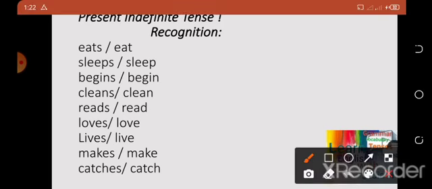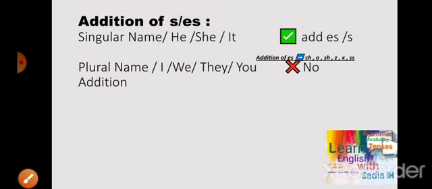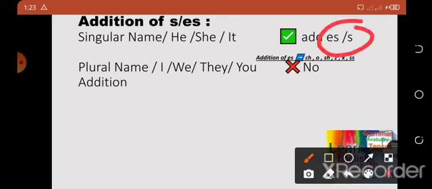The other thing that you have seen here is s and es, the addition of es or s. So the question is where you have to add s and where you have to add es. You have to add s or es with the verb. I repeat it again, you have to add s or es with the verb. And what are the verbs? The verbs are action words. Action words mean eat, sleep, do, wake, and drink. All these are verbs. So whenever you see the subject is a singular name, he, she, or it, you have to add s or es with the verb.